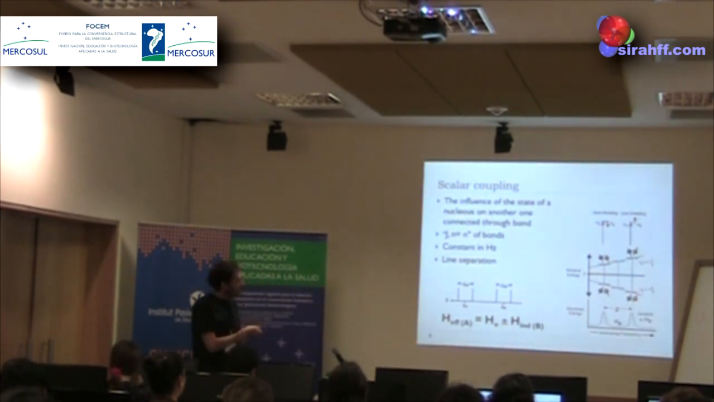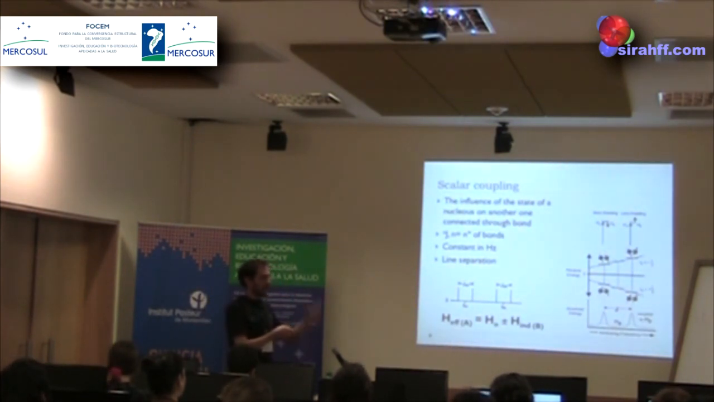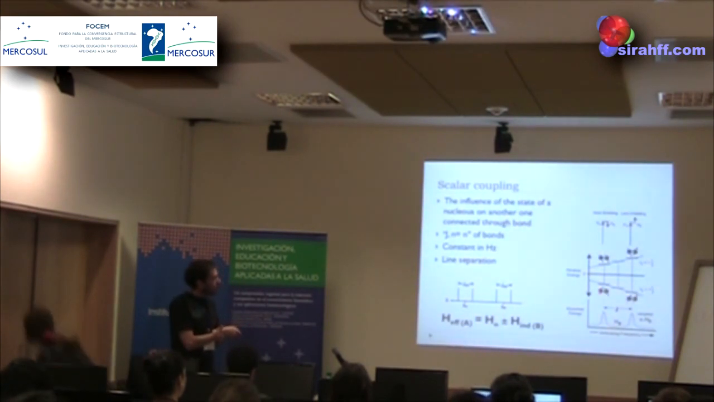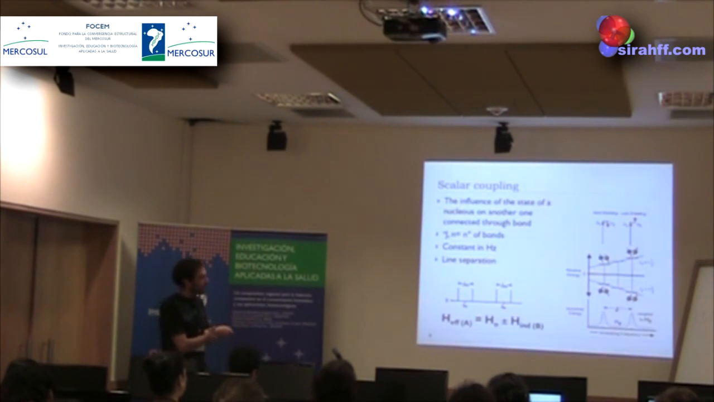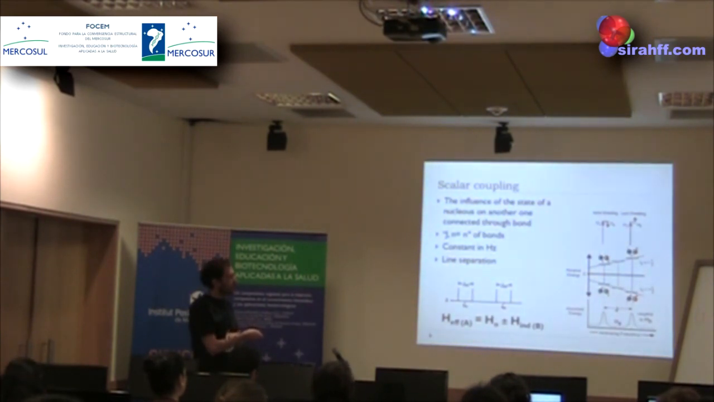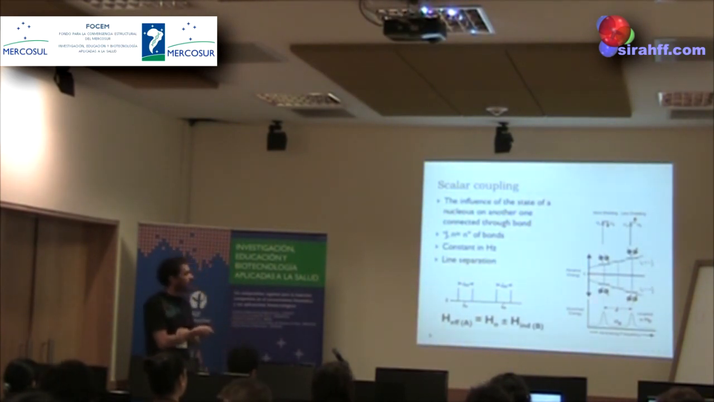Here you see this diagram of what happens. Imagine that you have an uncoupled nucleus with this energy difference. If it is bound to a close proton, carbon or whatever, the energy of the blue nucleus will depend on whether the yellow nucleus is up or down. So if the yellow nucleus goes against the field, the energy gap of the blue nucleus will be smaller, and if it goes with the field, the energy gap will be larger. That means that instead of one single transition, you will see two transitions, and this indicates that spin A is coupled to spin B.